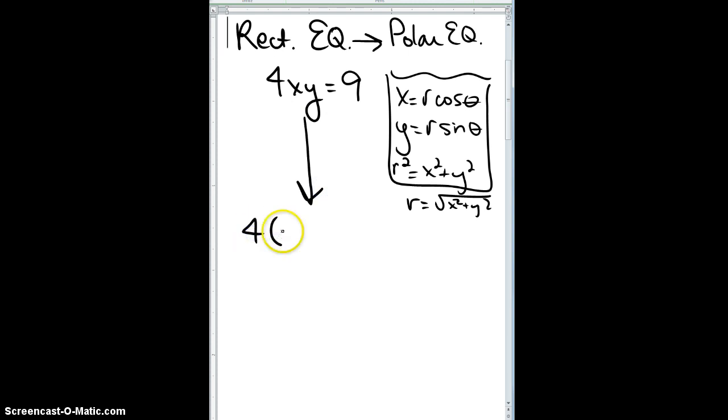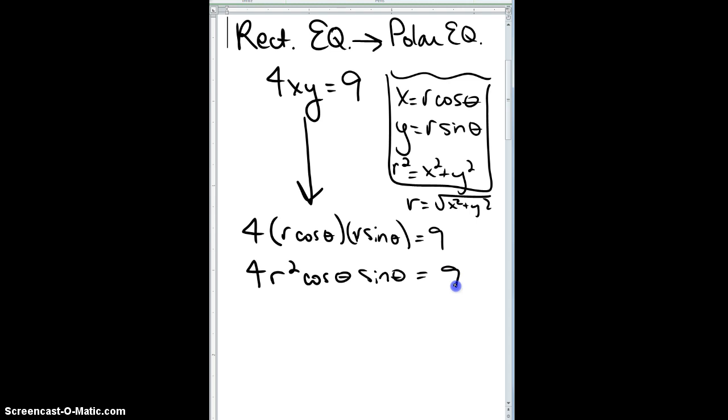So 4x is the same as r cosine theta in polar. y is the same as r sine of theta. And then we have equals 9. And so I'm going to multiply here. So I get 4r squared cosine theta sine theta equals 9.